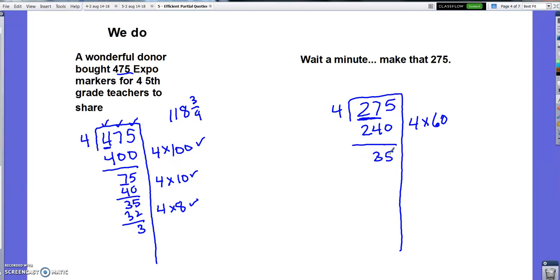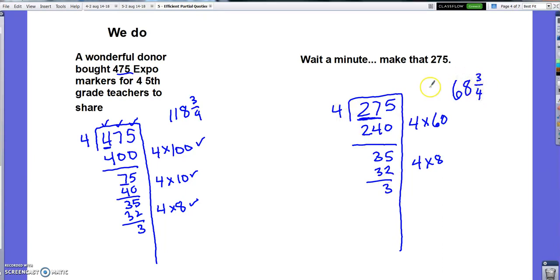So 4 times, what did I do? 8 gave me 32. And gives me 3. So now each teacher can get 68 markers. And I couldn't make another group. So it would be 3 out of the next 4.